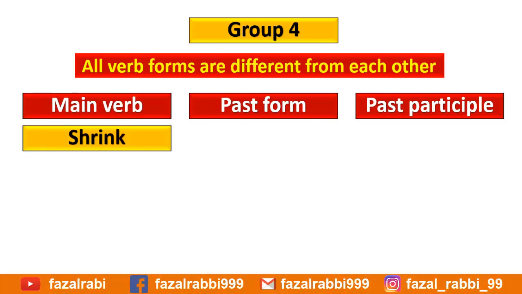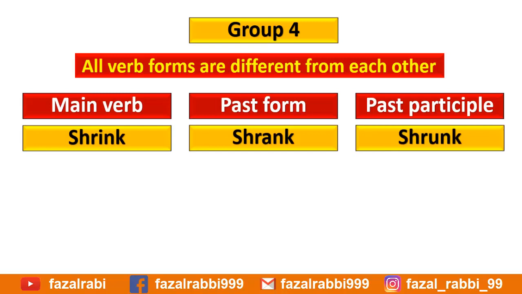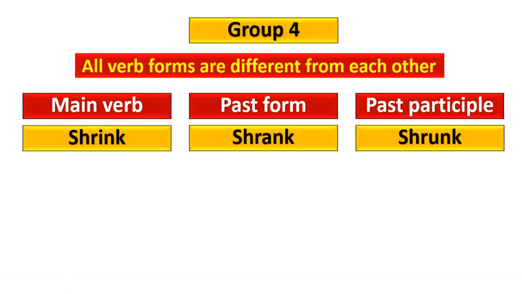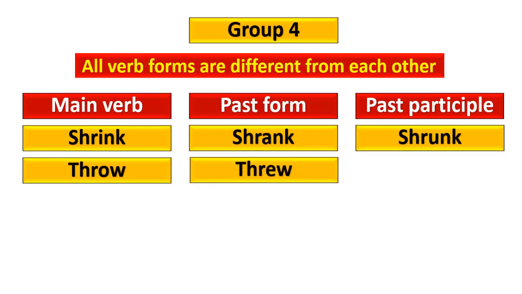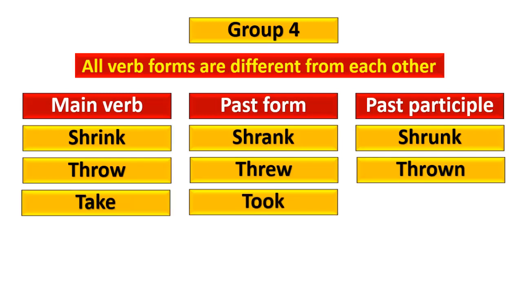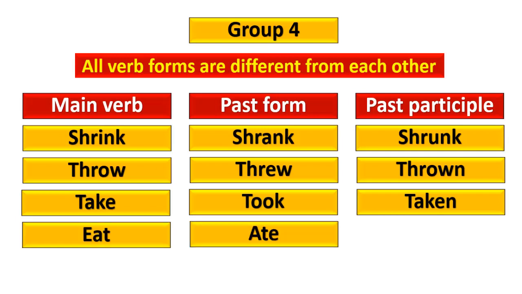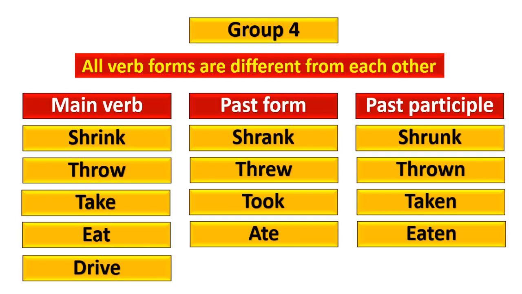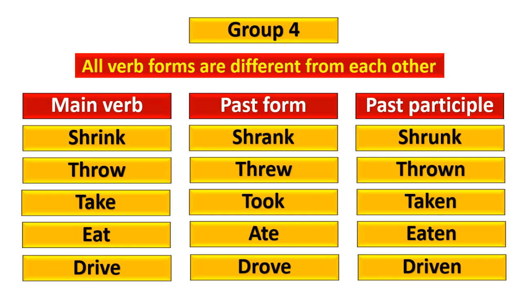Now let's move to Group 4, in which all the verb forms are different from each other. For example, shrink becomes shrank in past and shrunk in past participle. Here all the verb forms are different from each other. Let's look into other examples. Throw becomes threw in past and thrown in past participle. Take becomes took in past and taken in past participle. Eat becomes ate in past and eaten in past participle. So is the case with drive, which becomes drove in past, and in past participle it becomes driven.